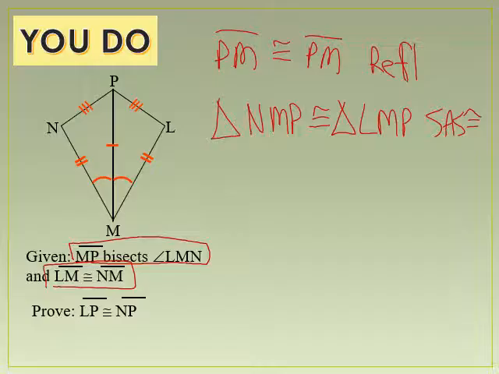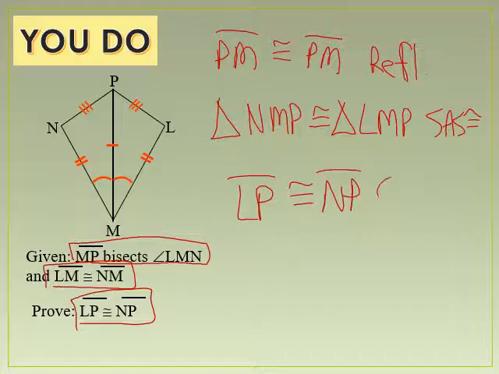And then my final connection: any corresponding piece that's not marked can now be shown using CPCTC. So we can go ahead and get what we're supposed to prove down here, that segment LP is congruent to segment NP, and that's by CPCTC. Corresponding parts of congruent triangles are congruent.